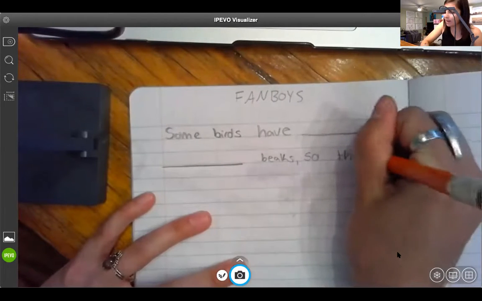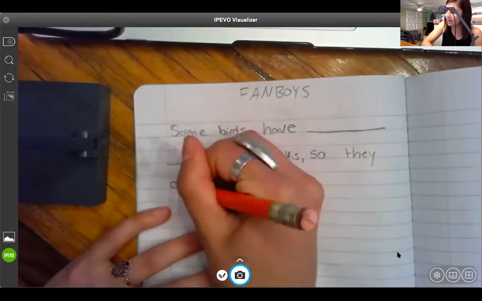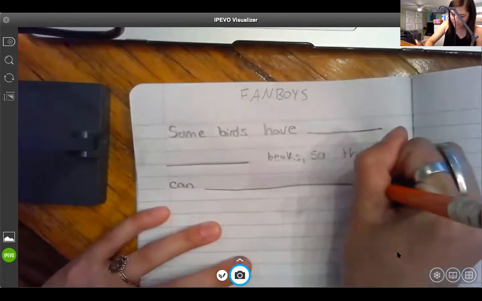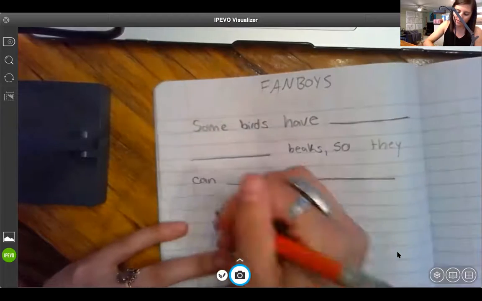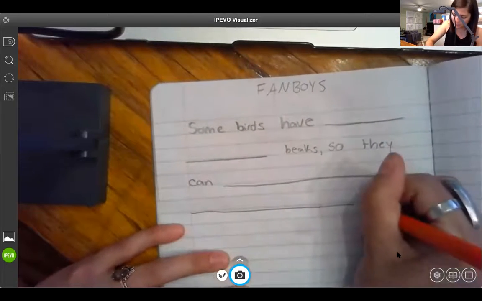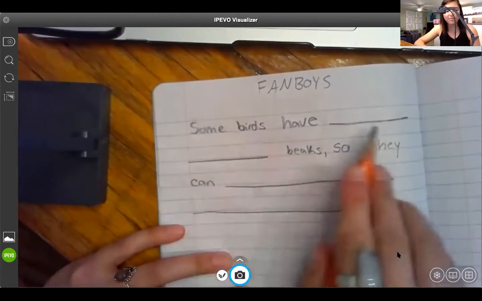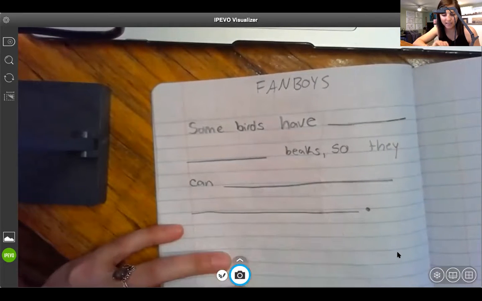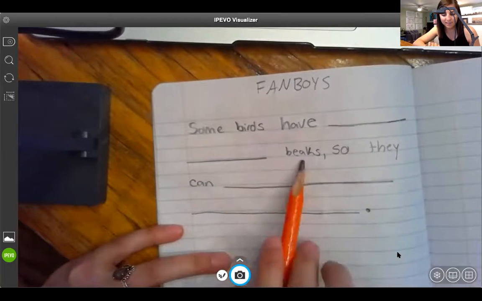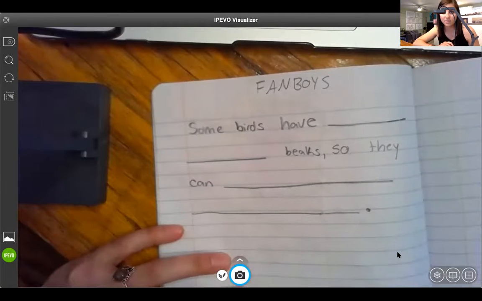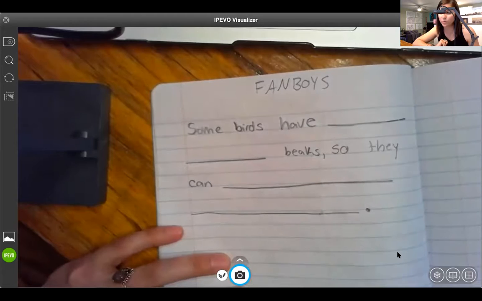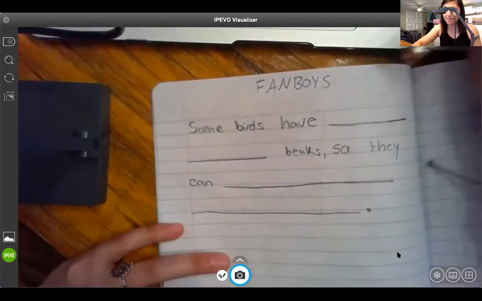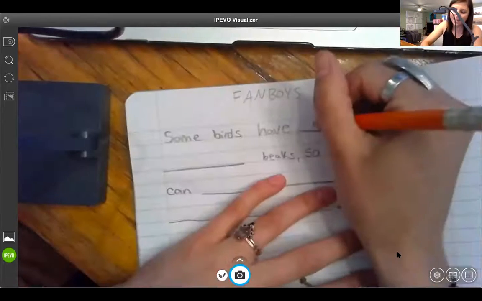they can do what? What can they do? I'm gonna leave myself some room. Some birds have blank beaks, so they can blink. So let's think back to our spoonbills. What shape of beaks do they have? Flat and round.